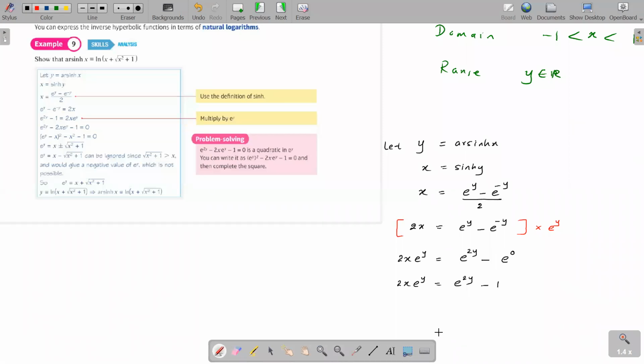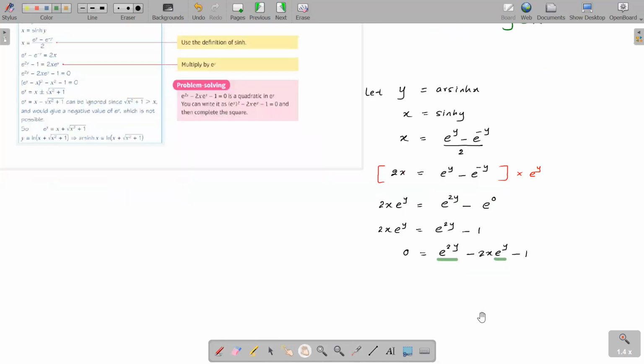So guys, you can see that we have a kind of quadratic equation here, because e to the power 2y is like your a squared, and e to the power y is like the a. So let's take everything together to one side: e to the power 2y minus 2x e to the power y minus 1. Right, guys, can you see? This is kind of like your quadratic equation. So this is the quadratic part, okay, guys?